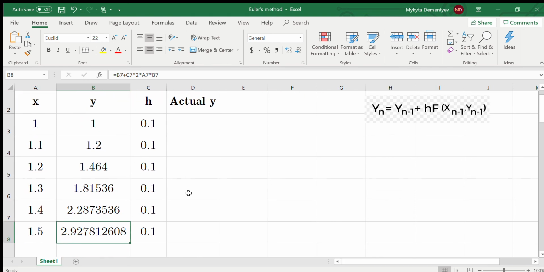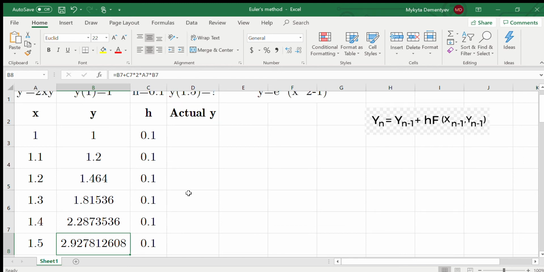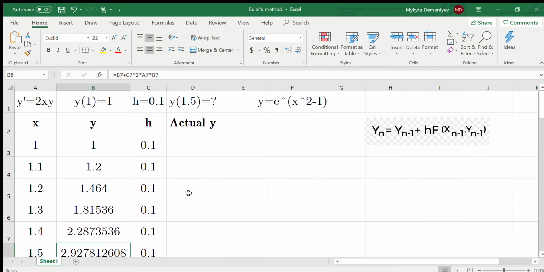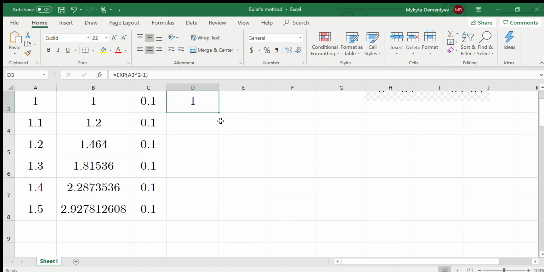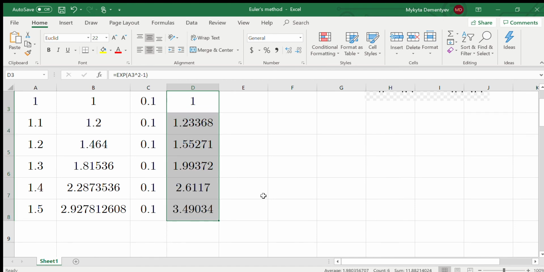But how do we know if it's close or far from our actual true solution? Using my differential equation skills, I have found out that the solution to this differential equation with this initial condition is y equal to e to the power of x squared minus 1. Let's find the values. So we take exp of x squared minus 1. We know that 1 and 1 are equal to each other. Great. We drag it down and we receive a couple of values.